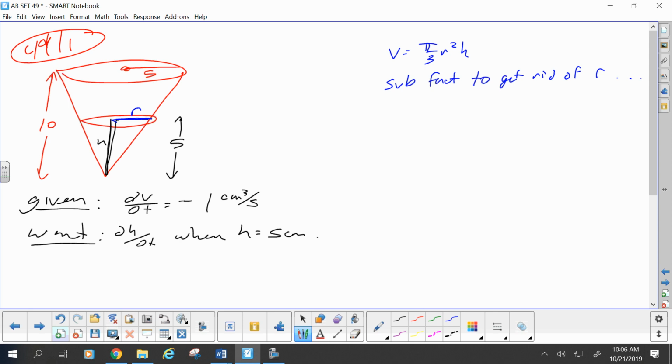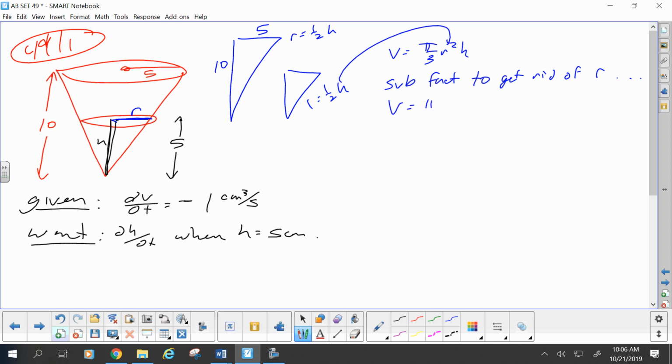Yeah, similar triangles. If you look at the big cup, it's 5 to 10, so the radius is half the height. The fluid will always have to conform to that shape, so the radius will always be half the height, no matter where. So if you throw that in, you get the volume as pi over 3 times h over 2 squared times h. If you square the 2 and multiply it by 3, you get pi over 12 h cubed. And that's a much easier equation with which to work.